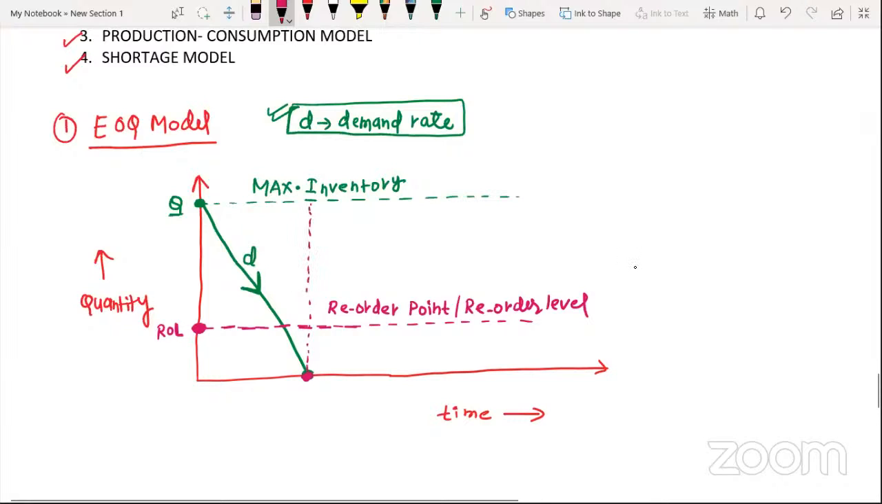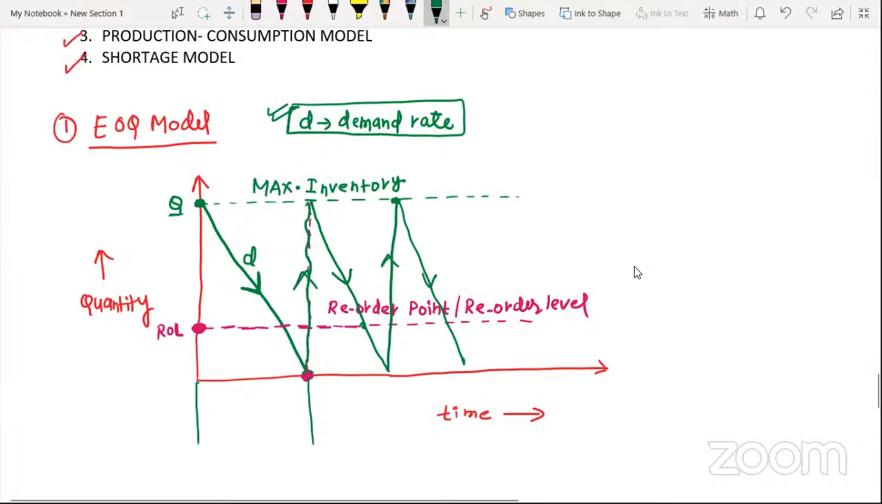You will just reach here, and again the graph will be like this. For the next period the graph will again come like this. Again you are going to reorder, so again you will reach the maximum inventory. In this way the graph is going to move continuously.